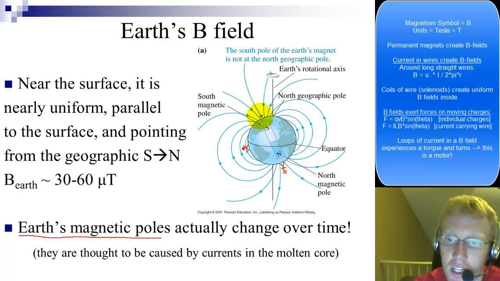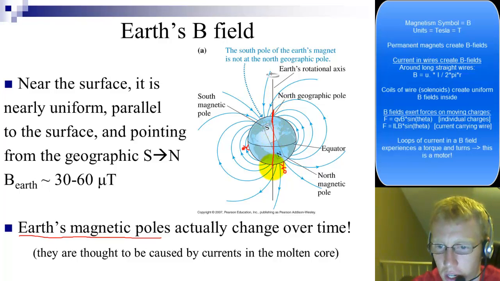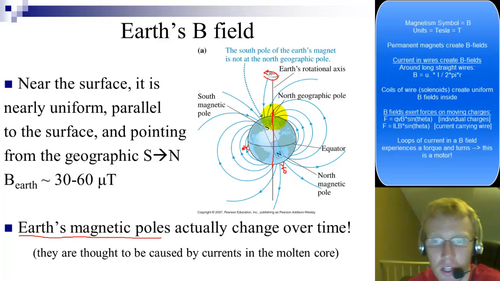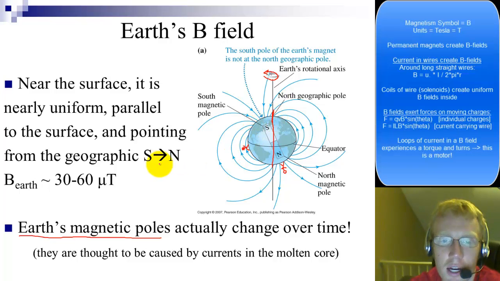But you can see that it's off axis a little bit. This is the axis of rotation. So right here is the axis of rotation, but the magnetic pole is off axis a little bit. So magnetic north is not quite geographic north. And you might have heard about that when you're navigating with compasses, that it's not pointing directly north.